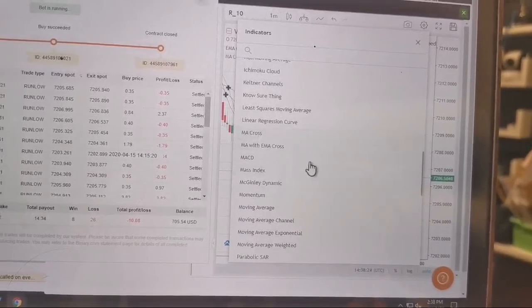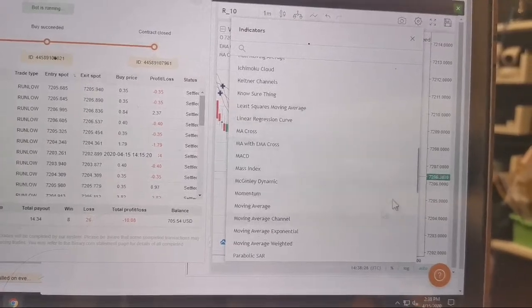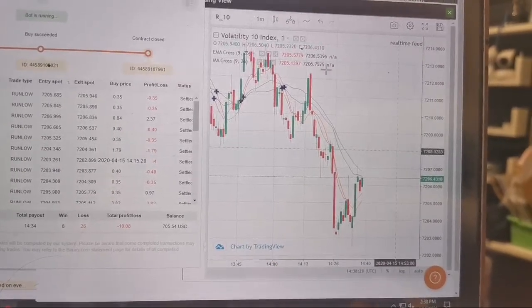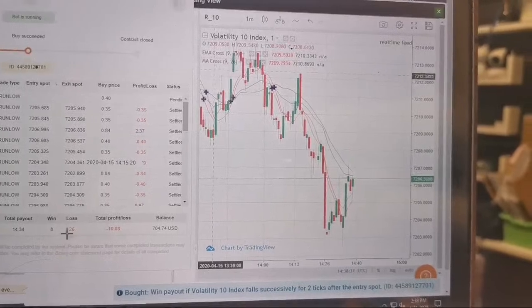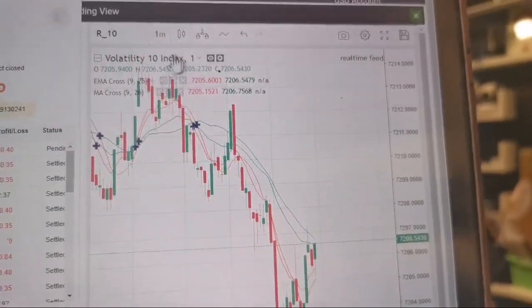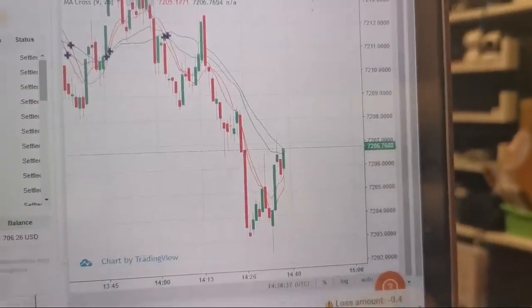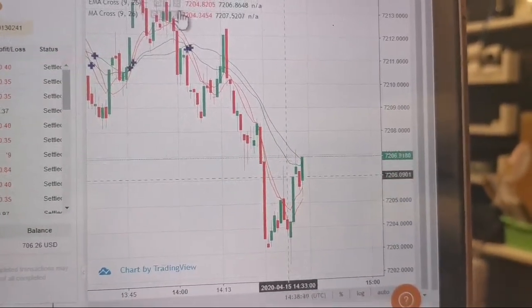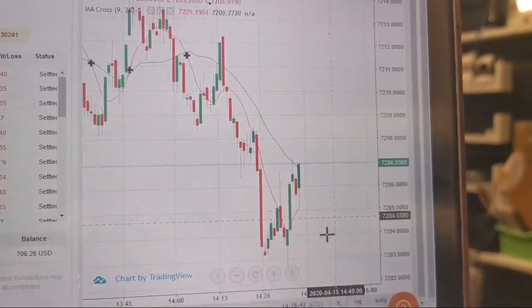So let's say MA cross, like so. And let's check it out. EMA cross, we got MA cross. And over here, all right, let's check out the timings. Okay, this is a 1 minute chart. I actually don't need two of these lines. I think I'm just gonna get rid of one of them.